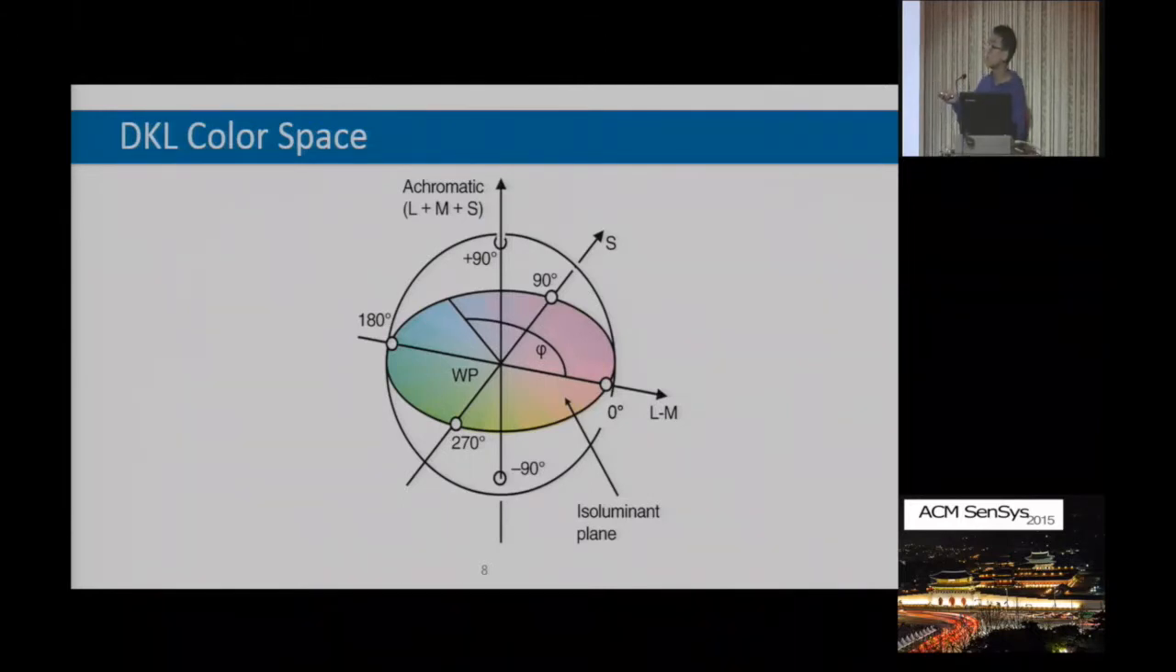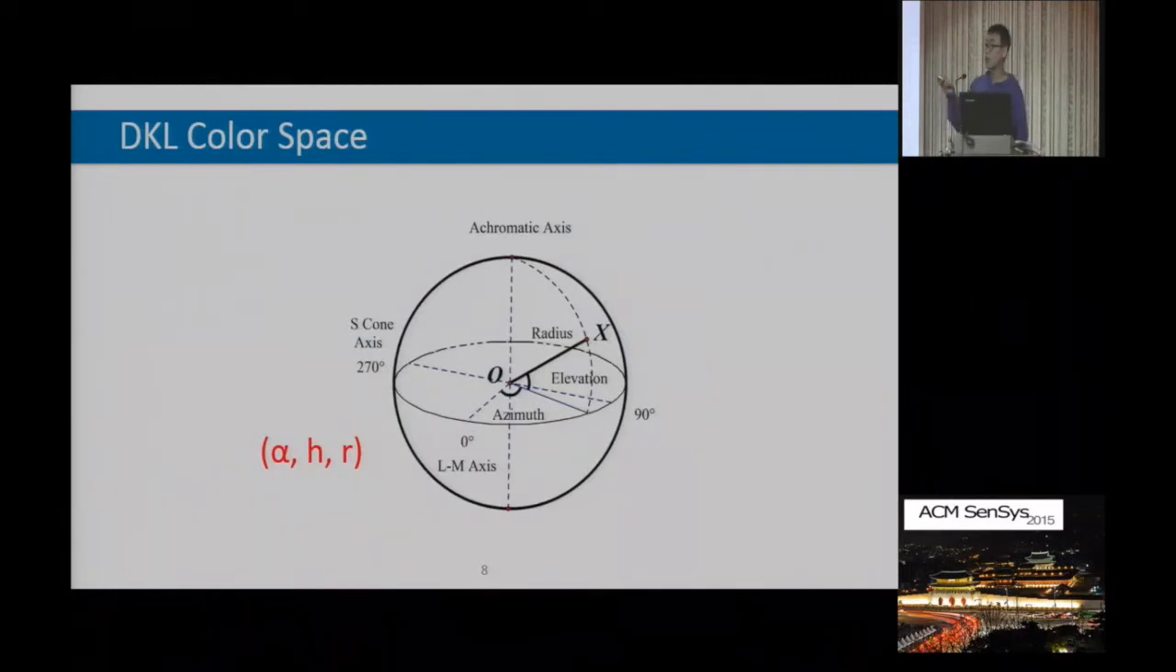But we usually don't present a color in these 3 dimensions. We often use a spherical coordinate to present a color, like this one in alpha, H, and R. Alpha means the elevation from the isoluminant plane, H stands for the hue, and R is the radius.